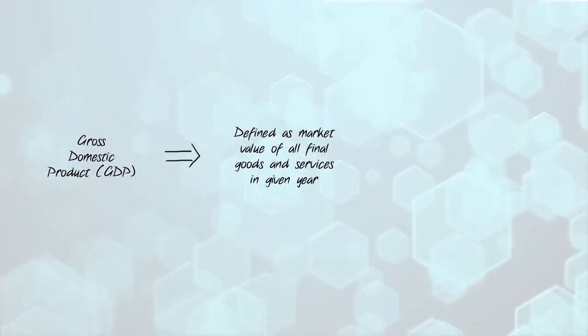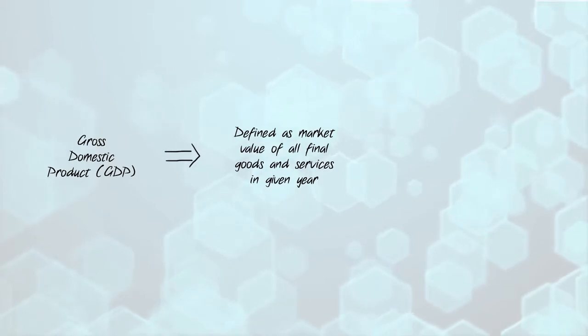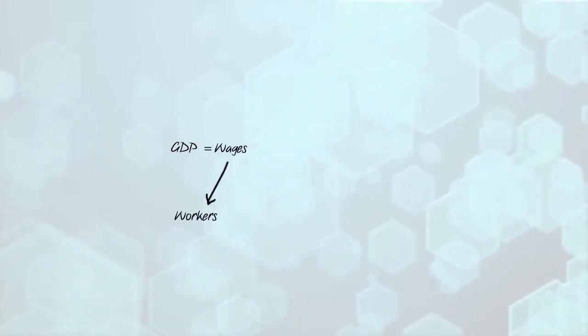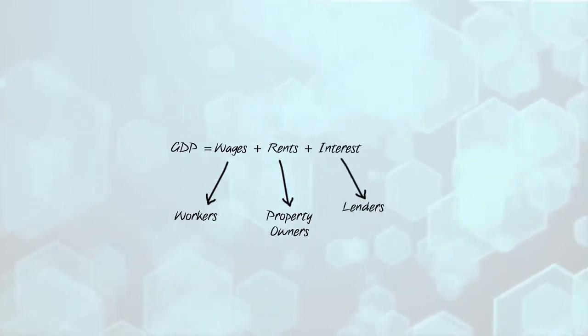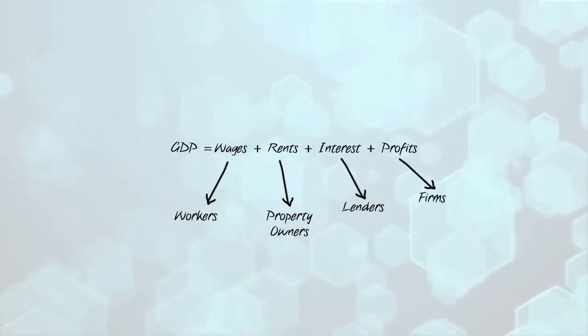And as a practical matter, economists have two ways of making this gross domestic product calculation: the income approach and the expenditures approach. With the income approach, also called flow of cost, GDP is calculated by adding up all the income people receive each year from producing that year's output. Under this approach, the gross domestic product roughly equals wages earned by workers plus rents earned by property owners plus interest received by lenders plus profits earned by firms.